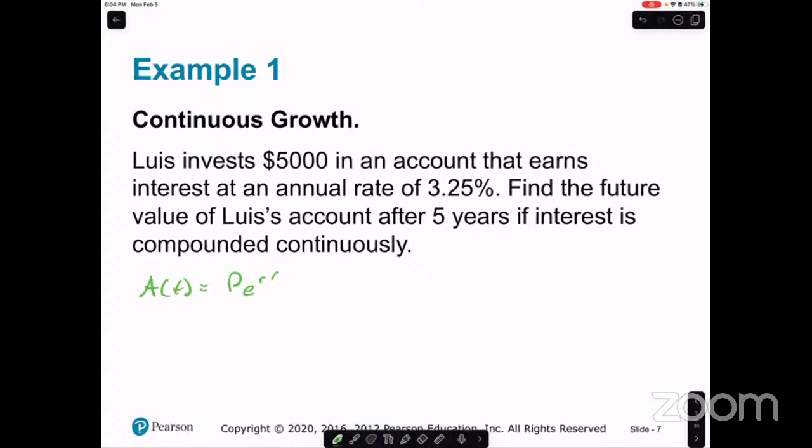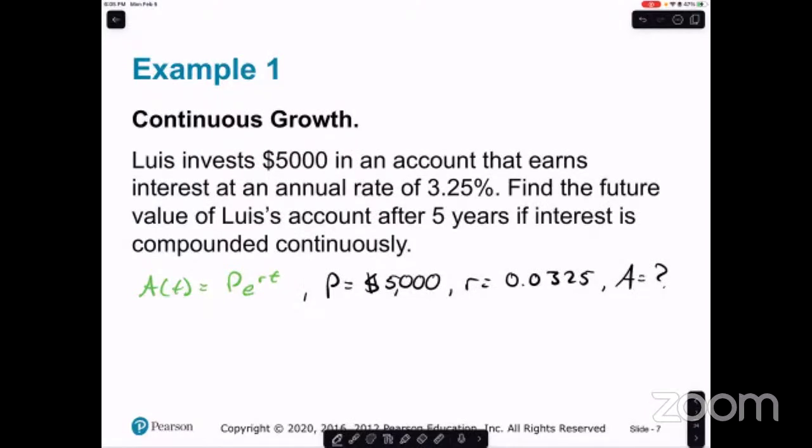Okay. Let's see what components we have. It looks like the principal is $5,000. The rate is 3.25%, so we do need to express it as a decimal. If we move the decimal to the left twice, 0.0325. We're trying to find A, the future value. And the time is 5 years. And it's compounded continuously.